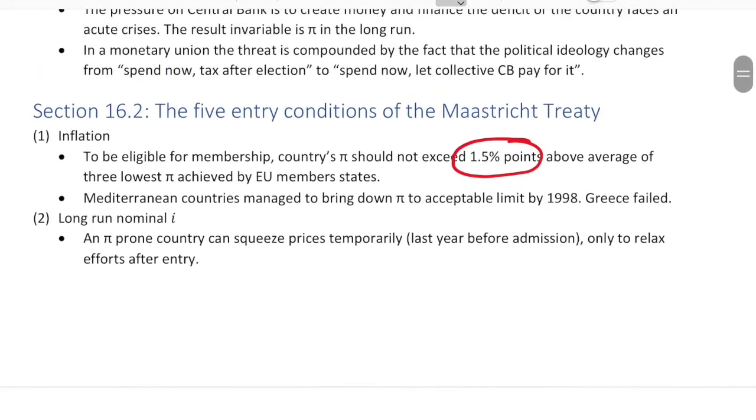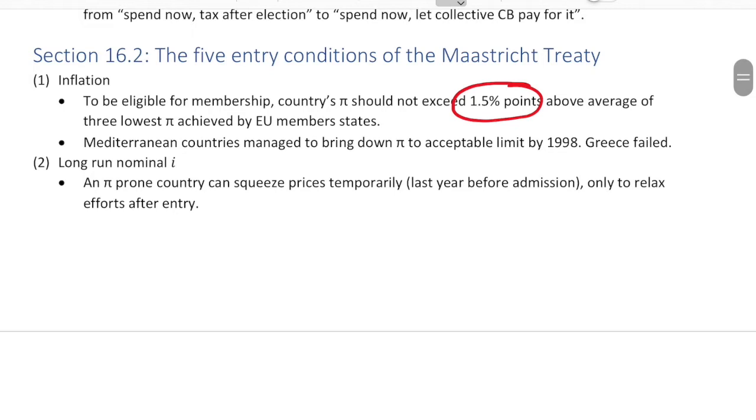The second bullet point, which was long-run nominal interest rate. So an inflation-prone country can squeeze prices temporarily, at least definitely last year before admission, only to relax the efforts after entry. What they're saying is that the Germans realized that you could have inflation targets, but countries can artificially meet those inflation targets by just behaving for 1 year before the deadline, and then enter the European Union, and then going forward, they're not able to meet the inflation targets. So they also added a second target to it, which is the long run nominal interest rate.